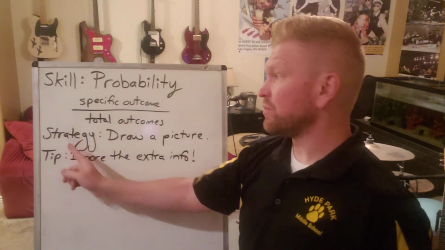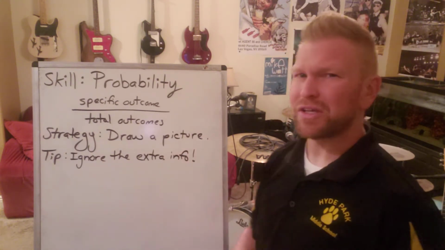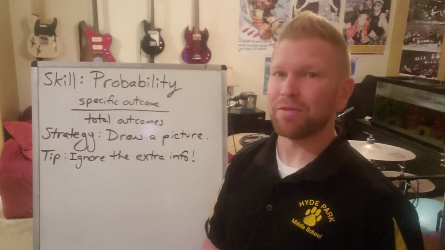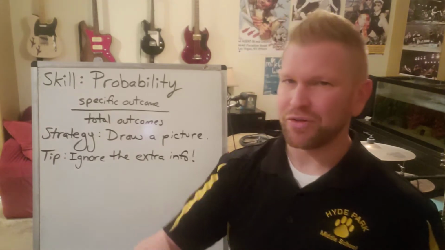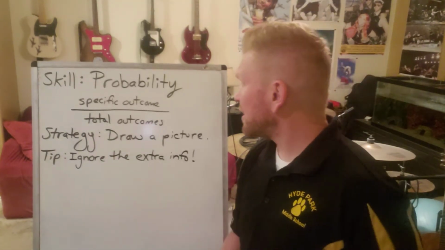Okay, so the strategy we're going to use is we're going to draw a picture. And we can ignore the extra information. There's some extra information in this problem that you could use, but you don't have to. The extra information actually makes it a little bit more complicated. Okay, so let's draw the picture.